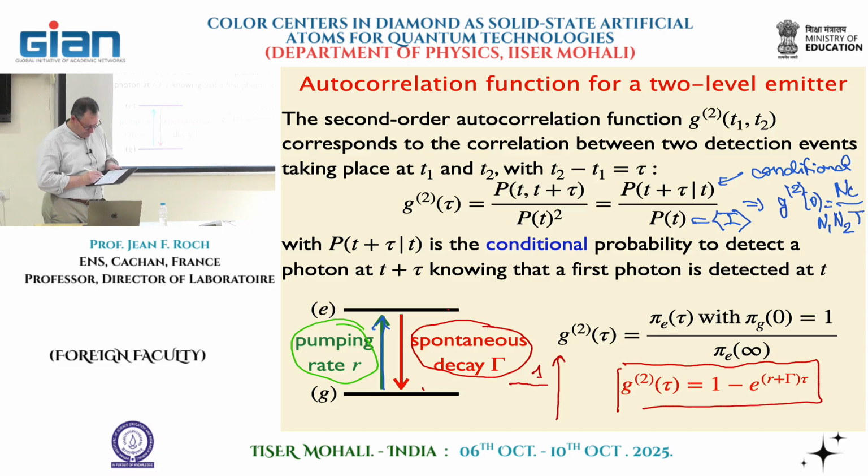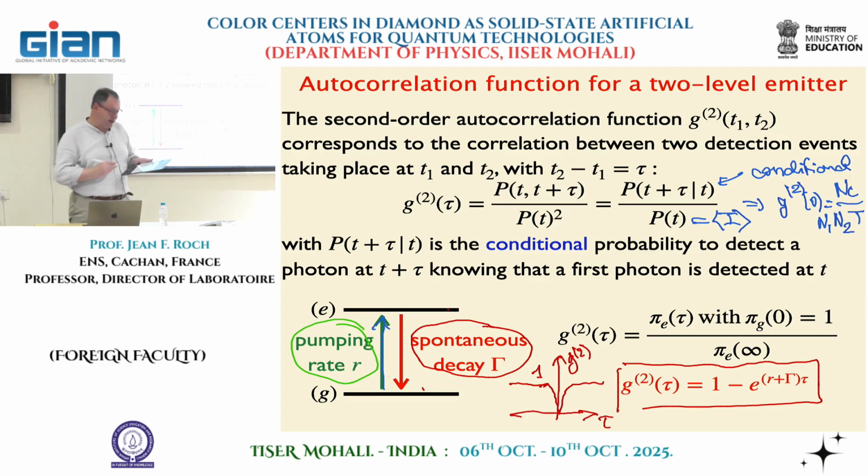This is 1. 1 is just the shot noise level. And then as a function of tau, you have a drop here. And the drop here will be narrower and narrower if I increase R. And if R is much smaller than gamma, then I simply have an exponential minus gamma tau, which is just the decay of the excited level.